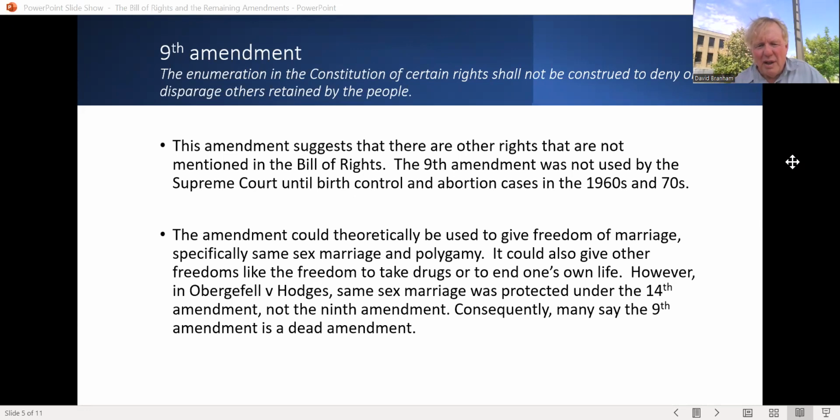And consequently, many people say the Ninth Amendment is dead, and maybe it is. Maybe the 14th Amendment, which we'll go over in a minute, is really all you need. You don't need the Ninth Amendment anymore. So the Ninth Amendment has basically been set aside by the Supreme Court.